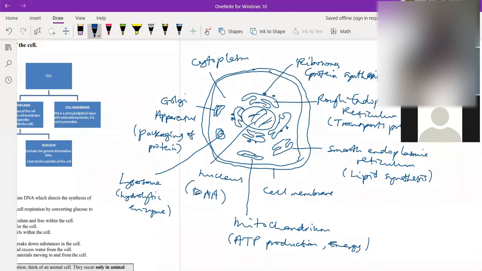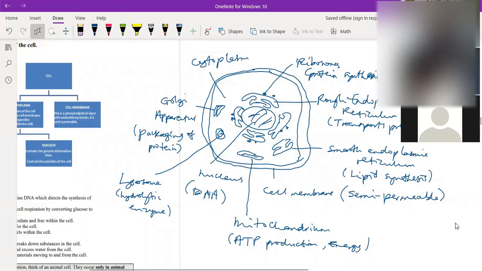But when you mention a cell membrane, one thing has to come into your mind, and that is, it's a semi-permeable membrane. Very important to remember that. Semi-permeable, because it allows only certain things to go in and out of the cell. Not everything can go in. So it's a gateway, it controls what goes into the cell. And I believe you all know how the cell membrane looks.